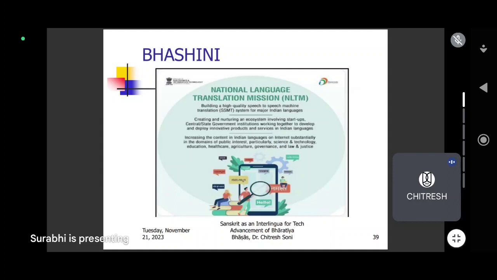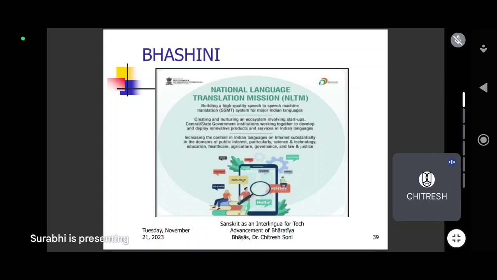So speech to speech, because India has never been a written word based civilization. We have always been a spoken civilization, with an oral tradition, right from the Vedas till now. This written word, the letter or alphabet, is more preferred by Western civilization. So taking this into account, the Government of India has targeted to build a speech-to-speech translation system, creating and nurturing an ecosystem involving startups, central and state government institutions, and academia to develop innovative products in Indian languages and increase content in Indian languages on the internet in many knowledge domains.